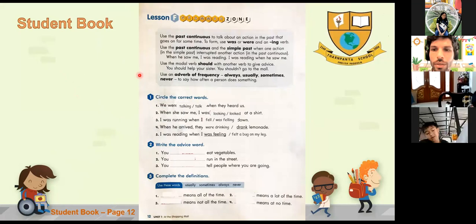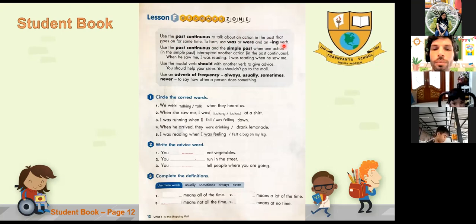Let's start talking today about past continuous. Okay, page number 12, student book. We are going to learn the rules to write using past continuous tense. Okay, so pay attention and read with me. We use the past continuous to talk about an action in the past that goes on for some time. To form, we use was or were and ing verb. I'm going to read it one more time.